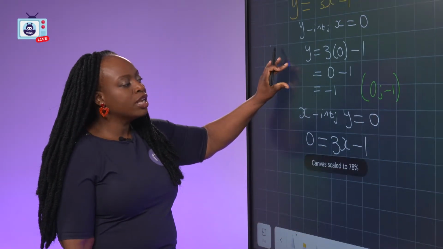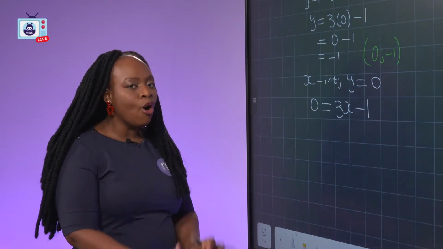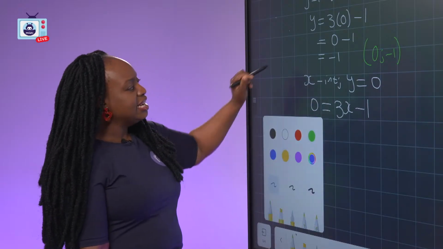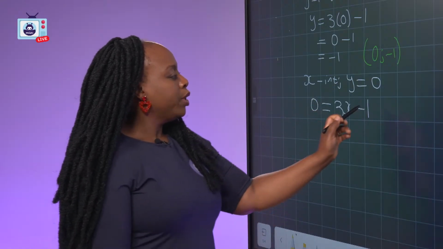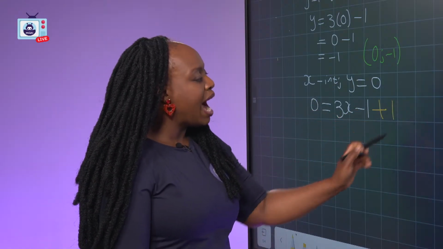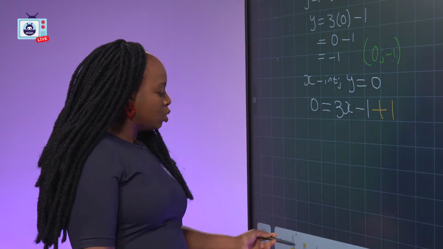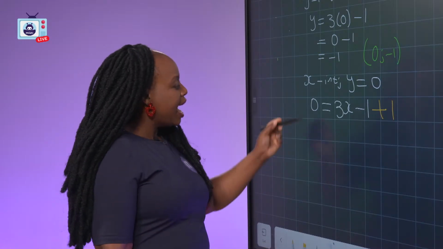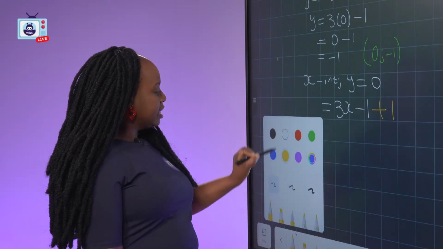But because I'm looking for x, what I'm going to do is move everything that is next to my x until it remains alone. To move everything, we're going to first add 1. But what we do on one side, we must do on the other. So if I add 1 on my right-hand side, I need to add 1 on my left-hand side. So let's do that so that you guys can see.